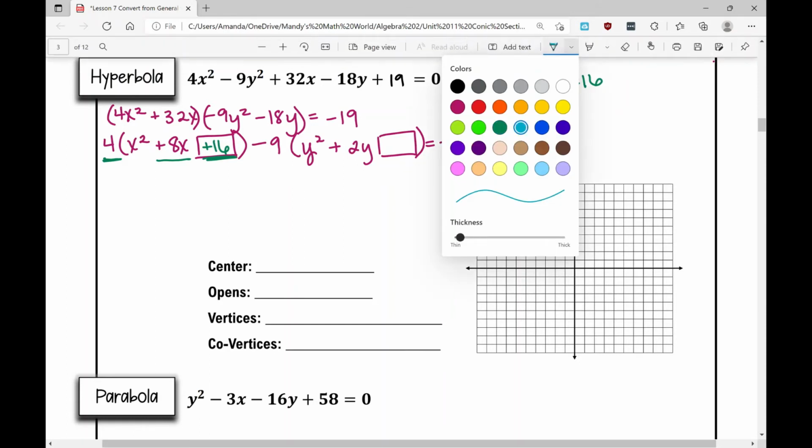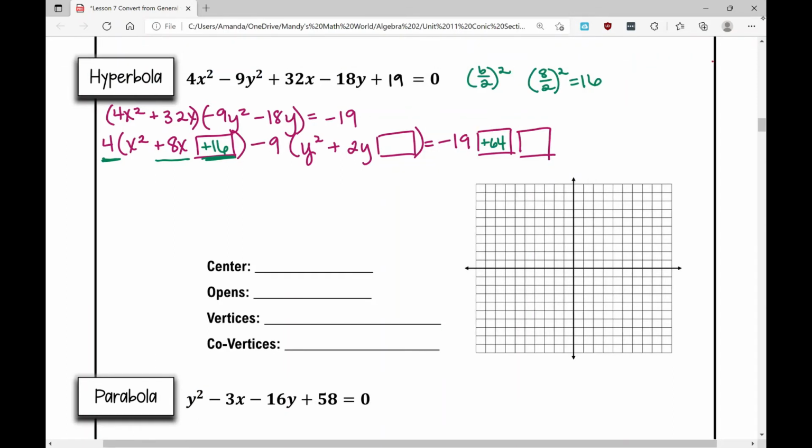So now let's move on to the second set of parentheses. b is 2. So b over 2 is 1. If I square it, I get 1. What am I going to add to the other side? 1 times negative 9. I'm adding negative 9. I'm just going to write minus 9. So negative 19 minus 9 is 28, and 64 minus 28 is 36.